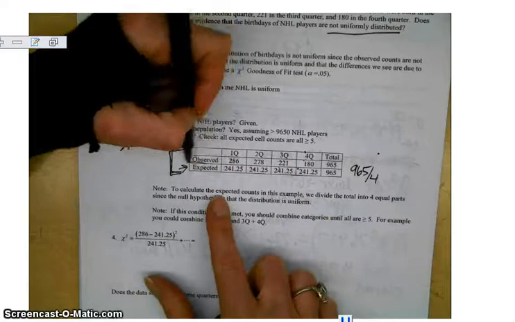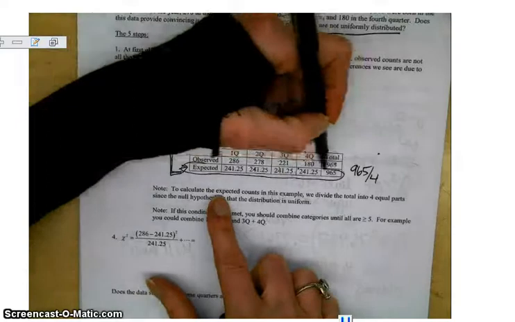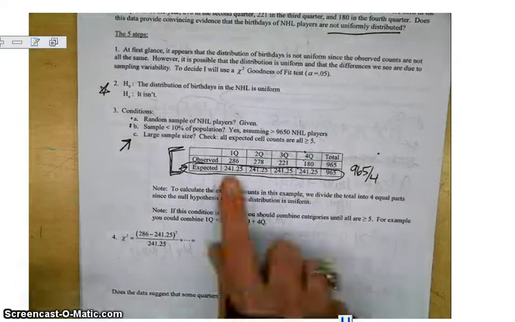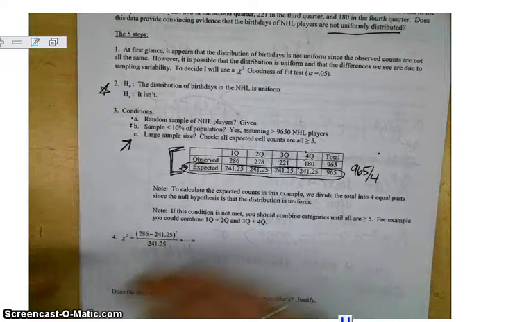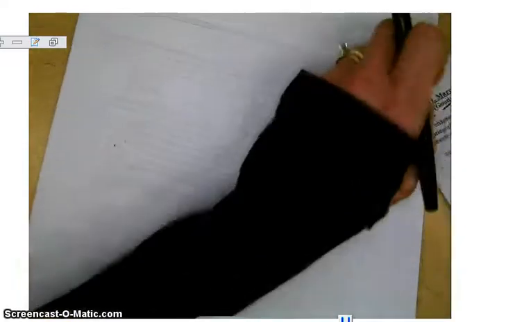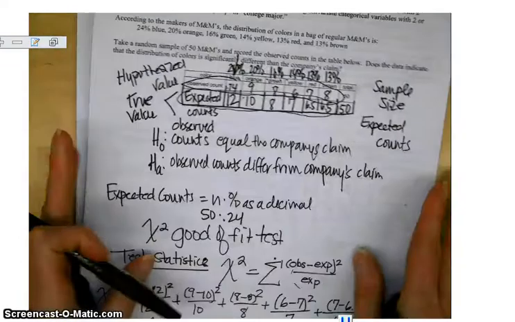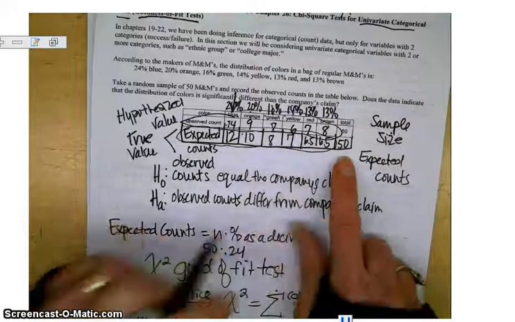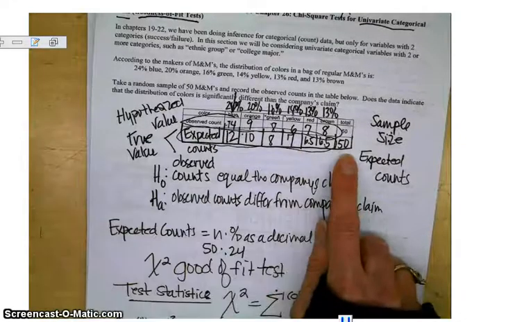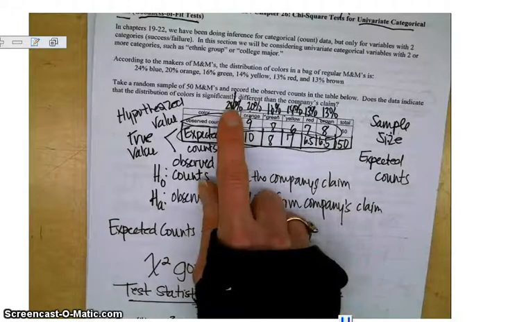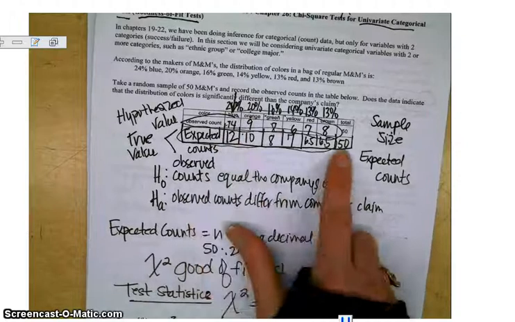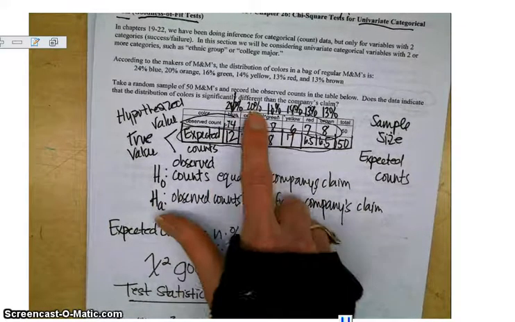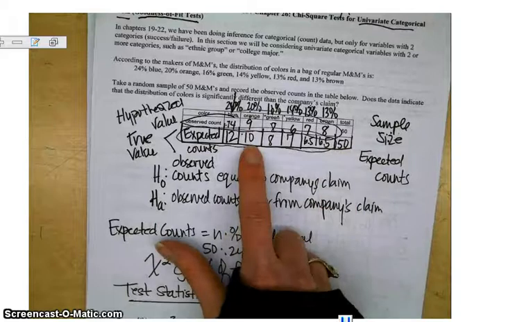So the expected cell counts here, they're all more than 5, and you have to provide those expected counts. We had to do that same thing back in the M&M's example. These were our observed counts. Our expected counts came from taking 50 times, well, there should have been 24% blue, so we took 50 times 24% to give us 12 blue. 20% times 50 to give us 10.8.